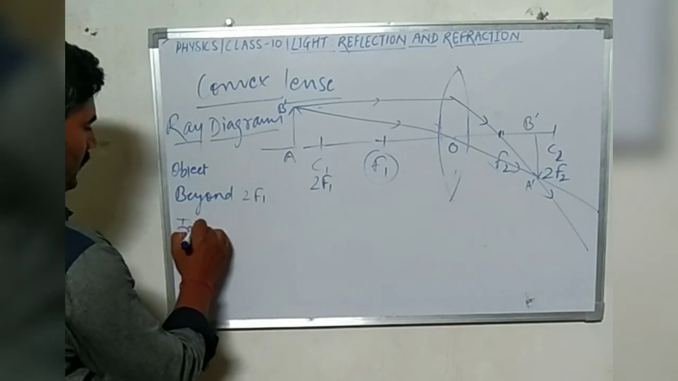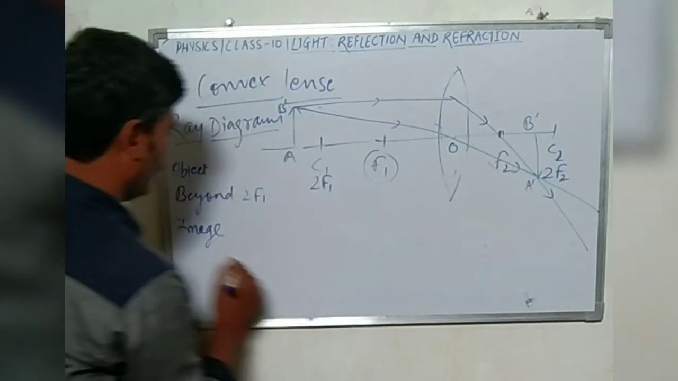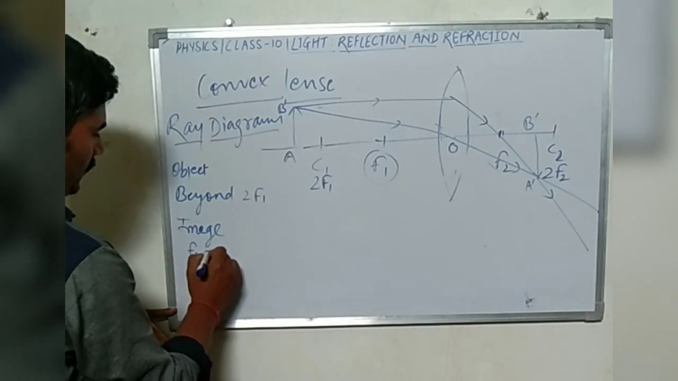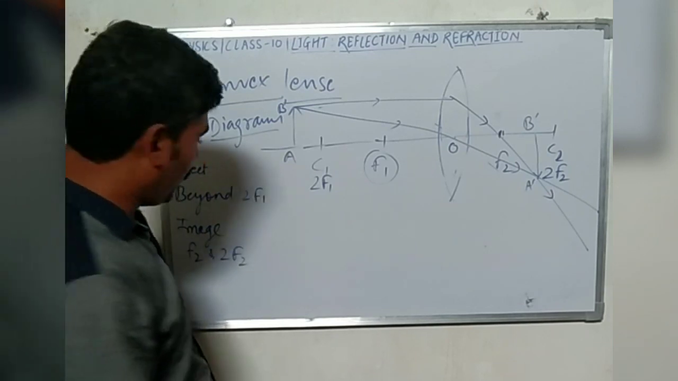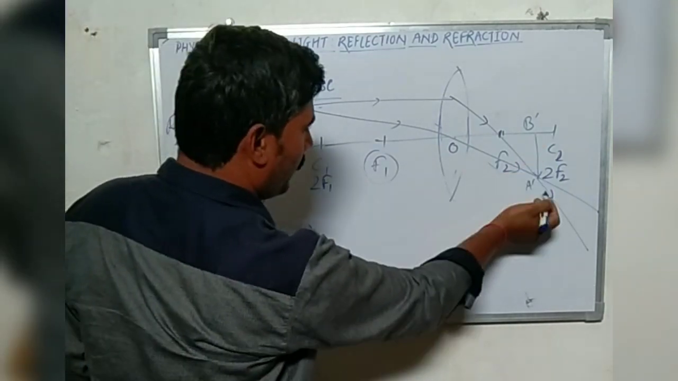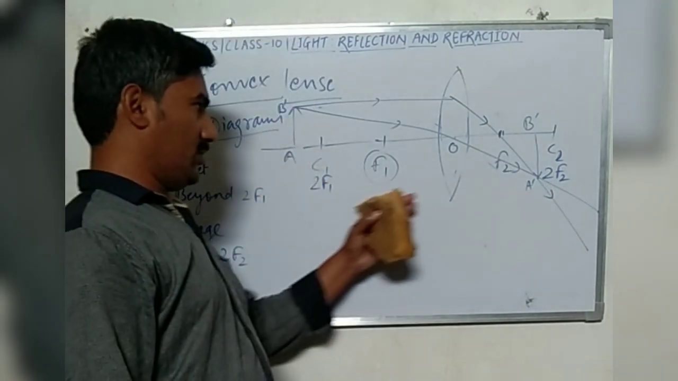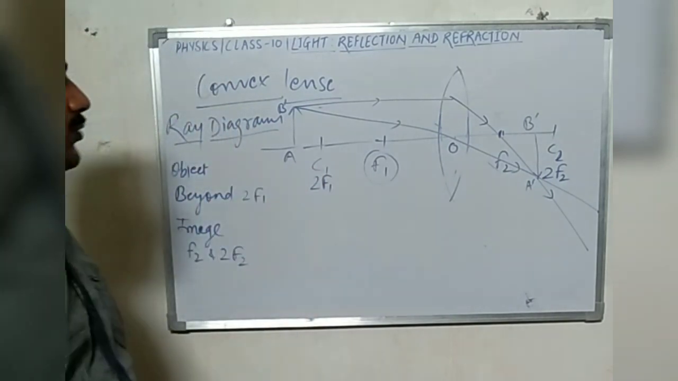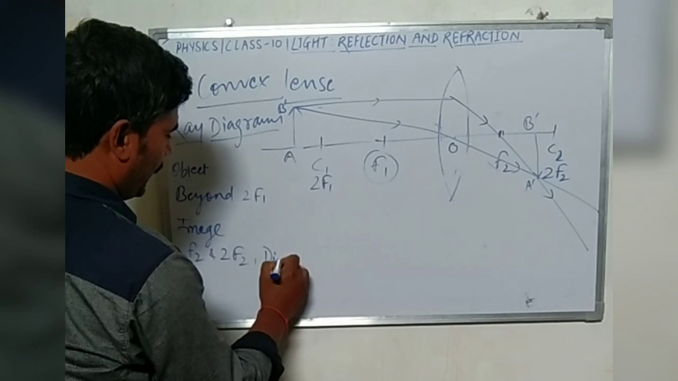So the image obtained is between F2 and 2F2. Position is F2 and 2F2. As you can see, the size of this image is diminished as compared to the object. So size is diminished.